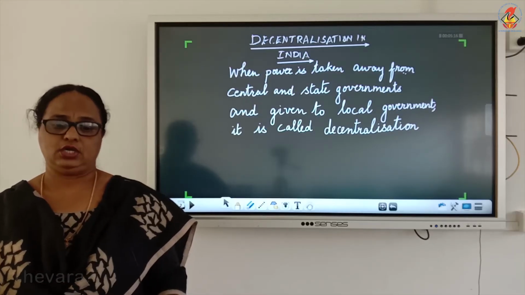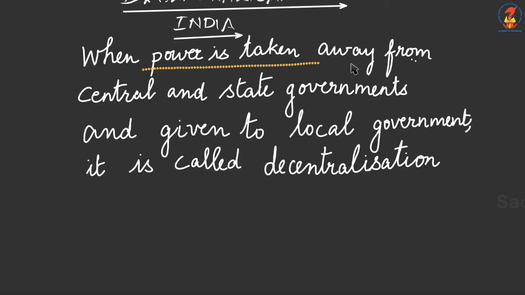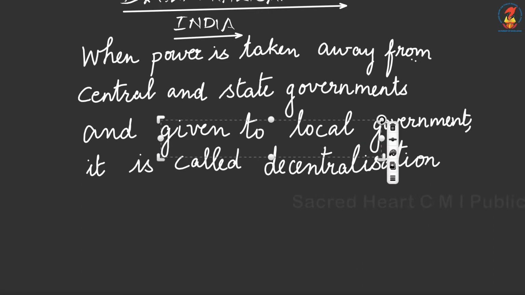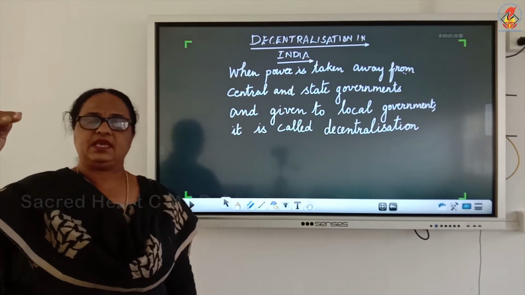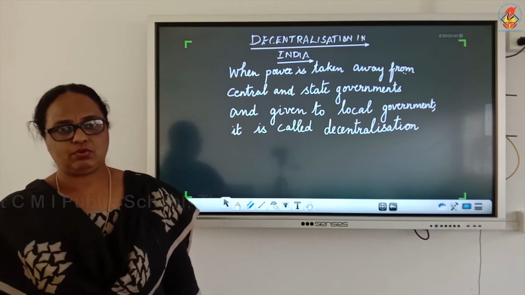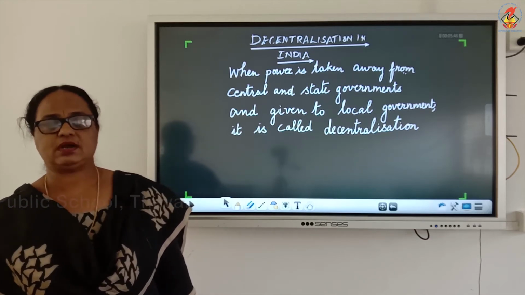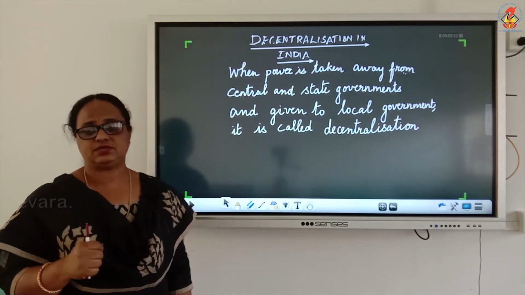Decentralization in India. What is decentralization in India? When power is taken away from the central and state governments and given to the local government. That is what we said. The power is being taken from the center and the state and given to the local. So, the center gives power to the local and the state is also giving some power to the local government. What is the basic idea behind this decentralization?